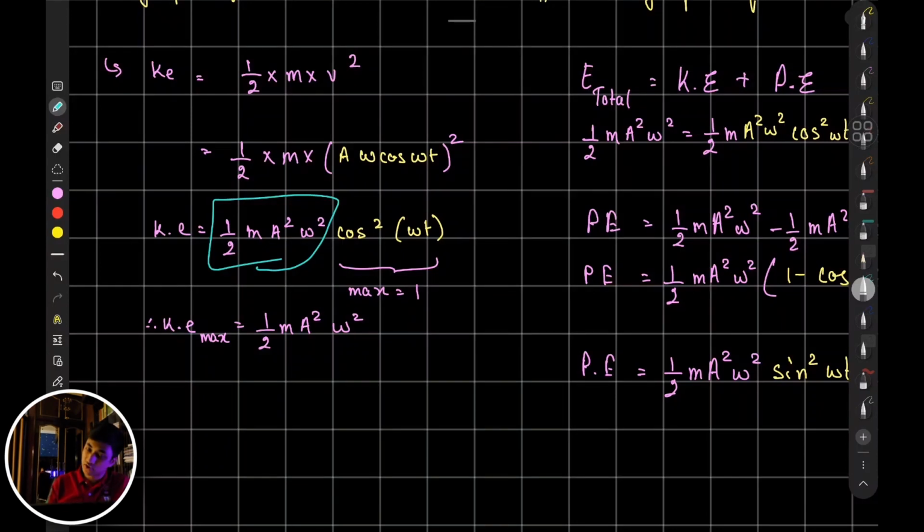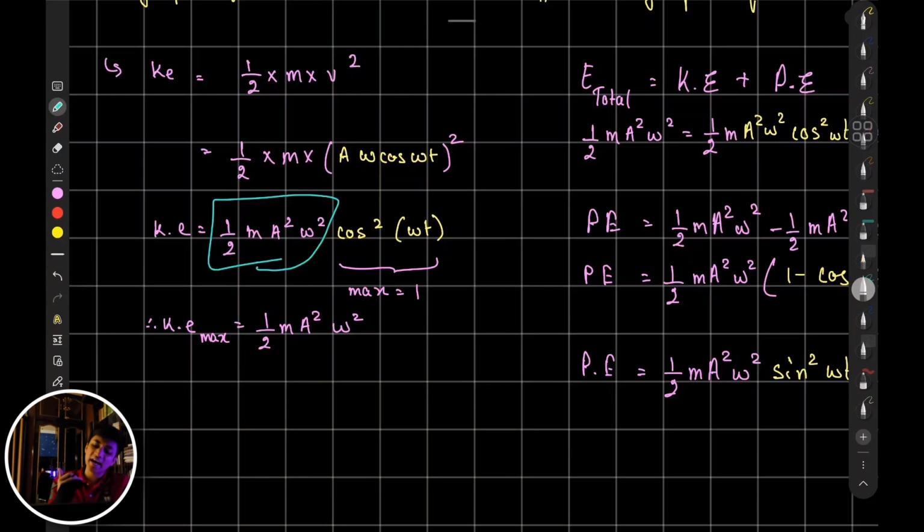None of this changes. The amplitude is always the amplitude. The maximum displacement, that doesn't change. The omega, angular frequency, stays the same, never changes, and mass never changes, and half is just a constant. So if you know all of these are a constant, you know the only variable in this equation is cos square omega t, or to be specific, the time.